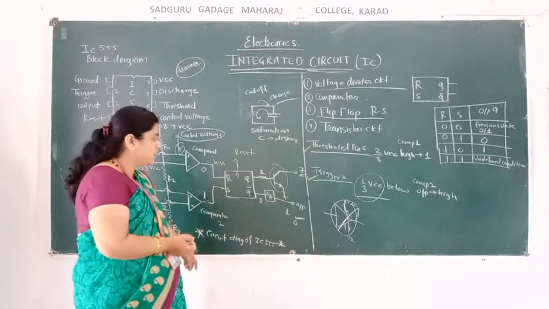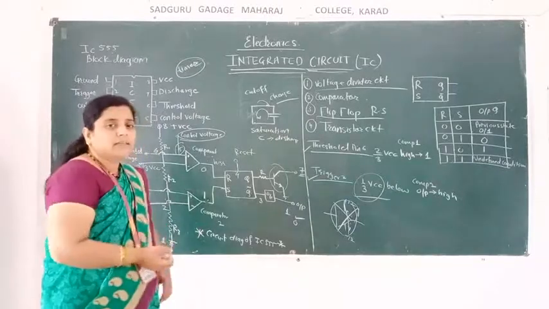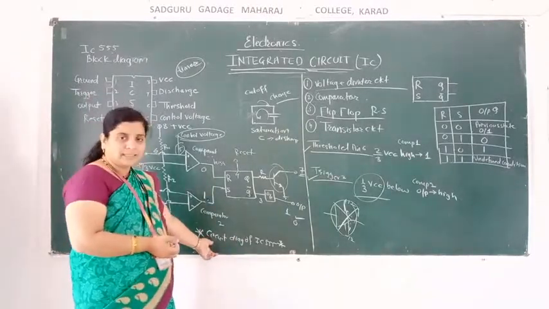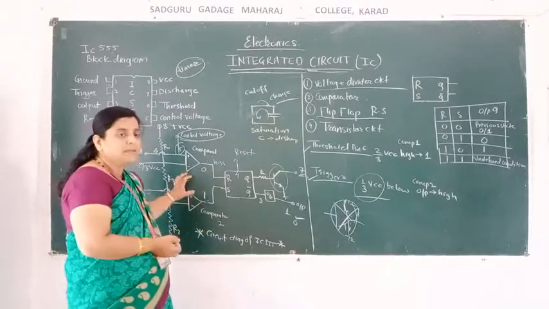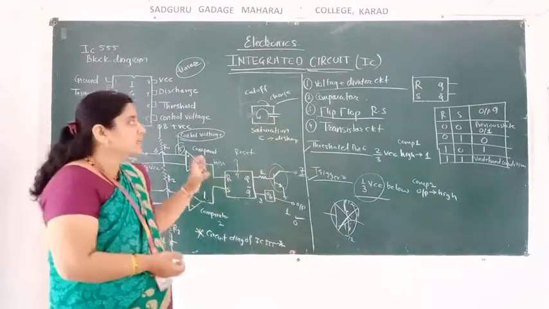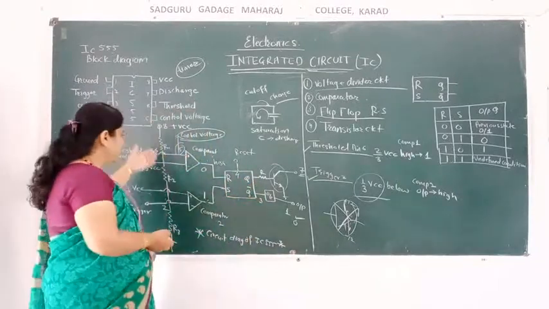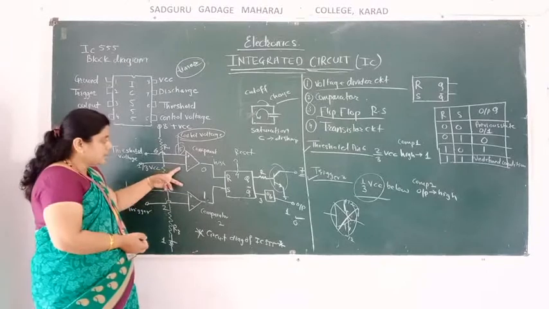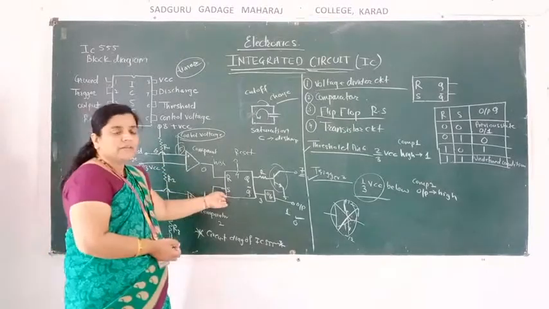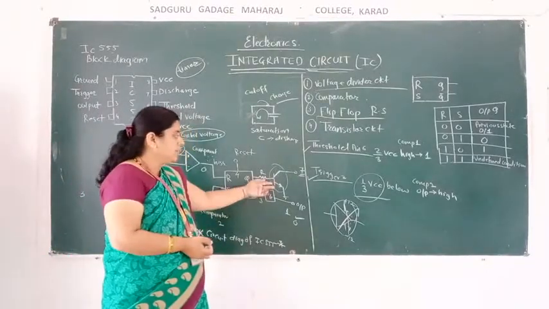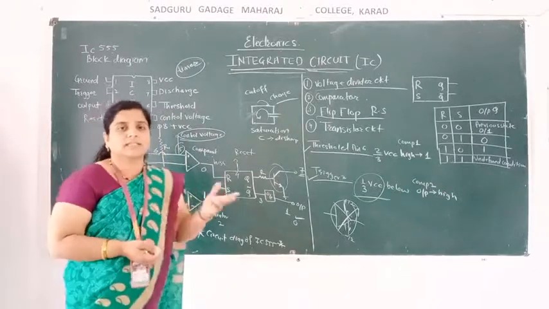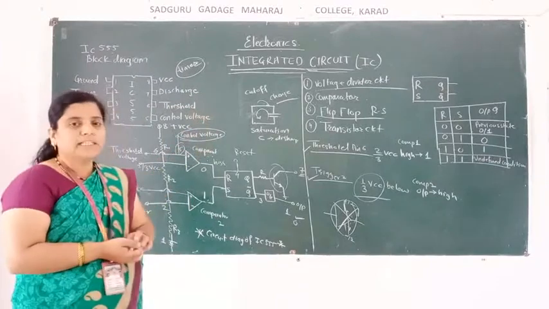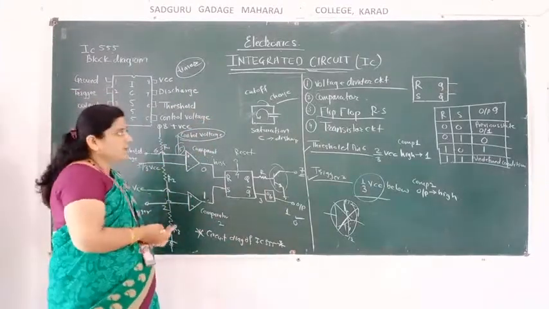First of all, if a question is asked like this, draw and explain the circuit diagram of IC555, you have to draw this diagram. Then you have to write the construction. In the construction, you write how many circuits are used here. First is the voltage divider circuit. Second is the comparator circuit. Third is the flip-flop circuit. And fourth is a transistor used for the charging and discharging of the capacitor. Okay. After writing that, you have to explain each and every block.